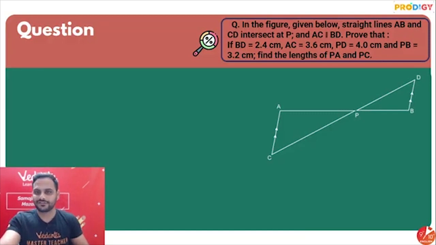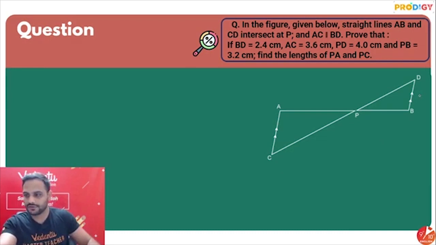Now let's move ahead with our next question. In the figure given below, straight lines AB and CD intersect at P, and AC is parallel to BD. If BD is 2.4, AC is 3.6, PD is 4, and PB is 3.2, then find the lengths of PA and PC.